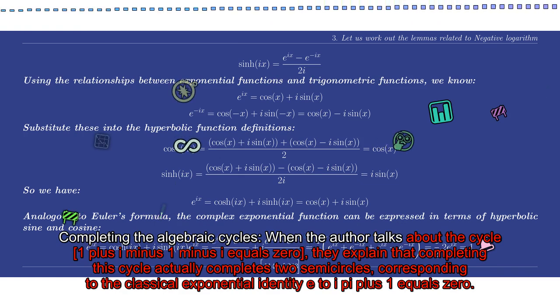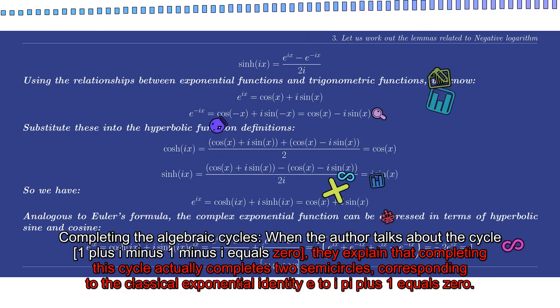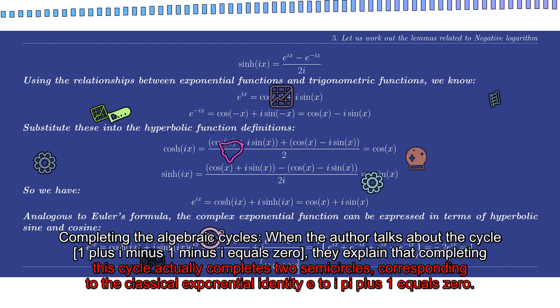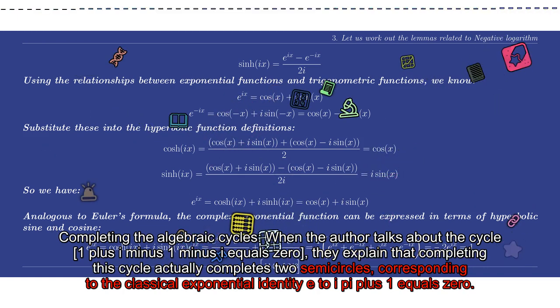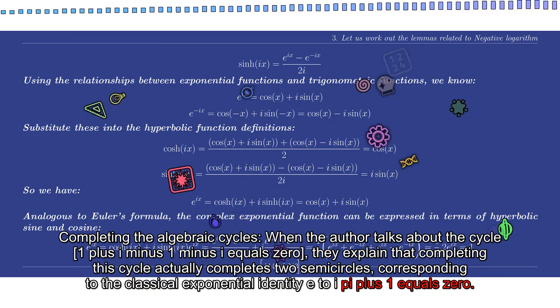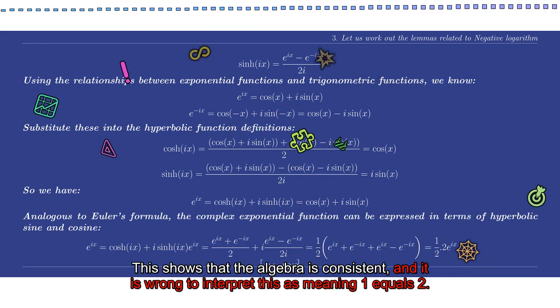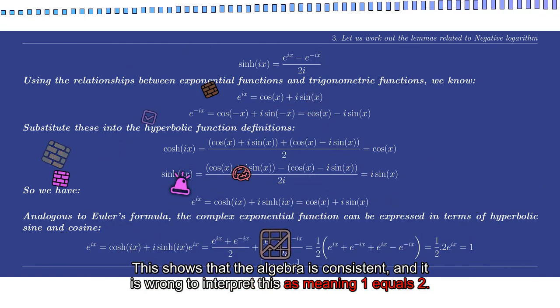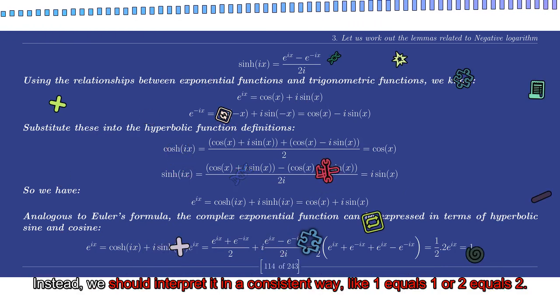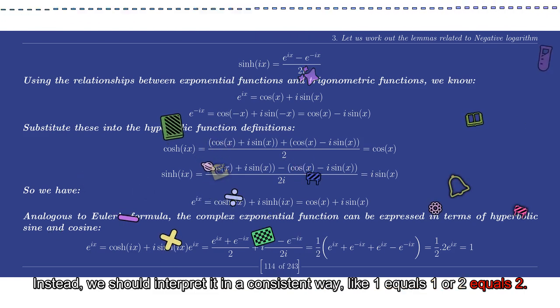When the author talks about the cycle 1 plus i minus 1 minus i equals 0, they explain that completing this cycle actually completes 2 semicircles, corresponding to the classical exponential identity e to the i pi plus 1 equals 0. This shows that the algebra is consistent, and it is wrong to interpret this as meaning 1 equals 2. Instead, we should interpret it in a consistent way, like 1 equals 1 or 2 equals 2.